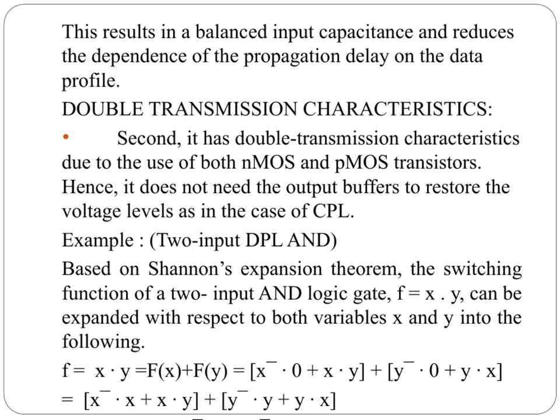Using Shannon's expansion theorem, the switching function for the AND gate, which is f equals x and y, can be expanded with respect to both input variables x and y. The expression shows how the function can be broken down and analyzed in terms of simpler components based on the inputs and their complements. This approach helps in designing the logic and understanding its operation in deeper detail.